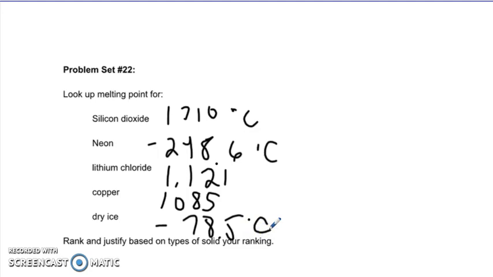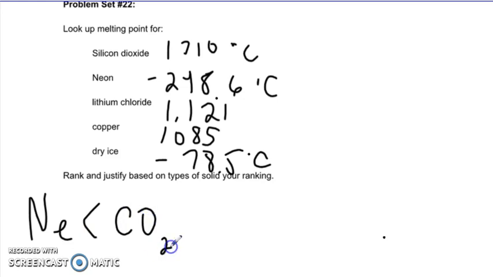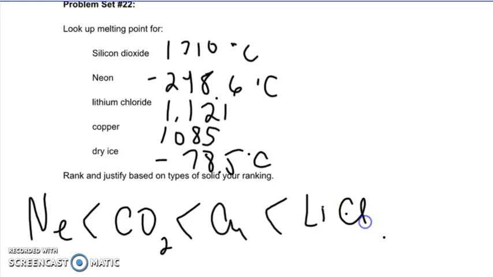So it says rank and justify based on the types of your solid. So which one is the lowest? Obviously, well, let's scroll down here. It's going to be neon. Hopefully that wasn't any shock there. So I'm going to write neon. And then dry ice. Okay, and then the next three are fairly high, aren't they? So it's copper. And then we have lithium fluoride. And then we have silicon dioxide. And that does not surprise me at all. That is pretty much going to be your ranking for all the types of substance.